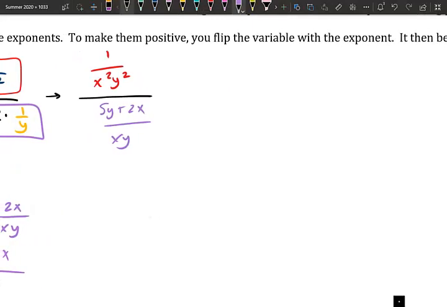Let's switch the way this looks, because remember that just means division. So we have 1 over x squared y squared divided by 5y plus 2x over xy. We keep change flip.